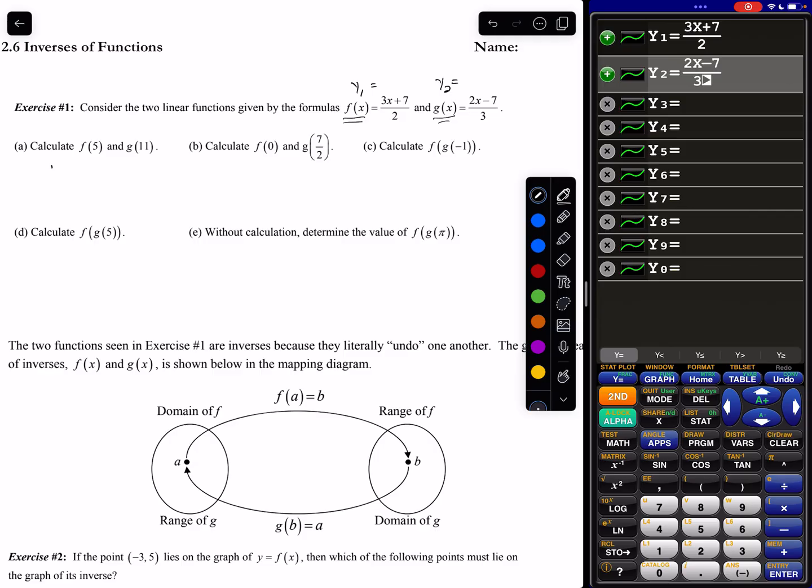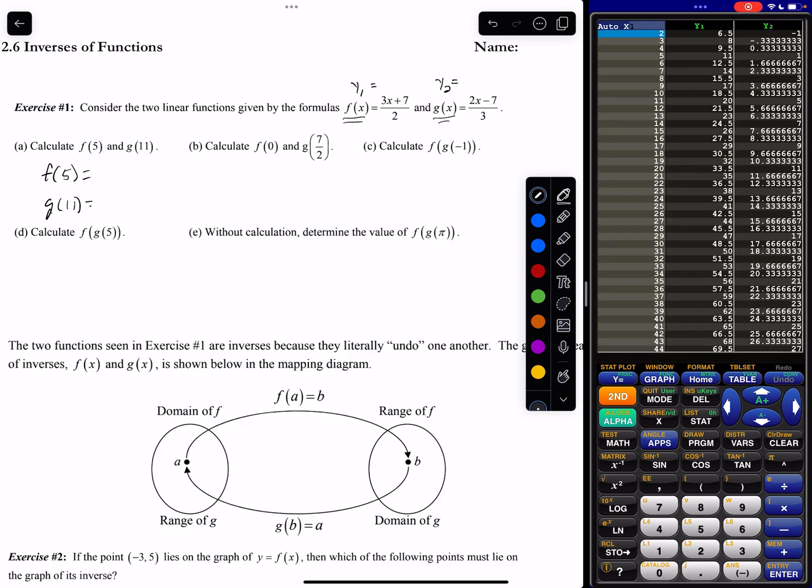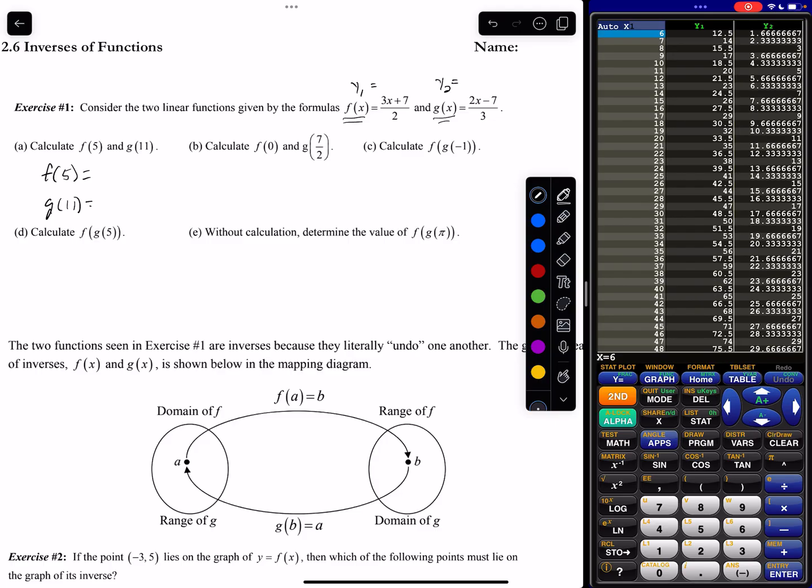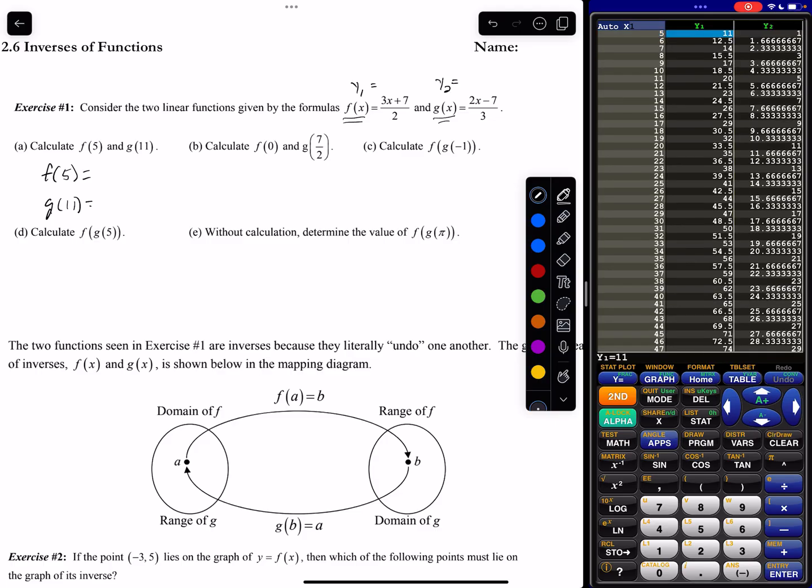So the first thing that we're going to do is put them both into y1 and y2 so we can generate tables, and then I'm going to calculate f of 5 and then g of 11. If I go over to my tables, I can see the 5 value gives 11 as the output. And then if I go down to 11, you're going to see the output of 11 is actually 5. So this is kind of interesting here.